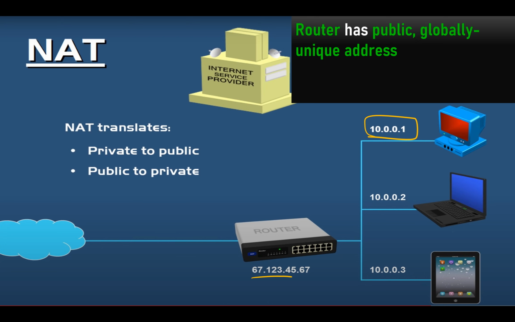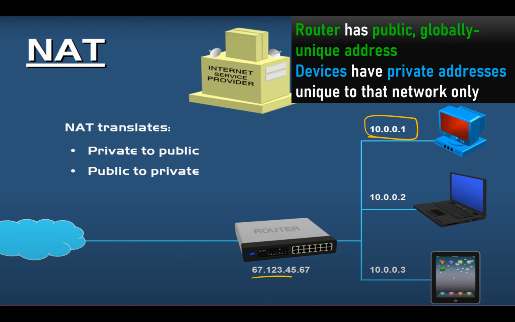So the key point: the router has a public, globally unique address, and devices have private addresses unique only to that network. Even though they're private, notice how they are still unique. This one is 1, this one is 2, this one is 3. So on their own network, they're going to be unique.